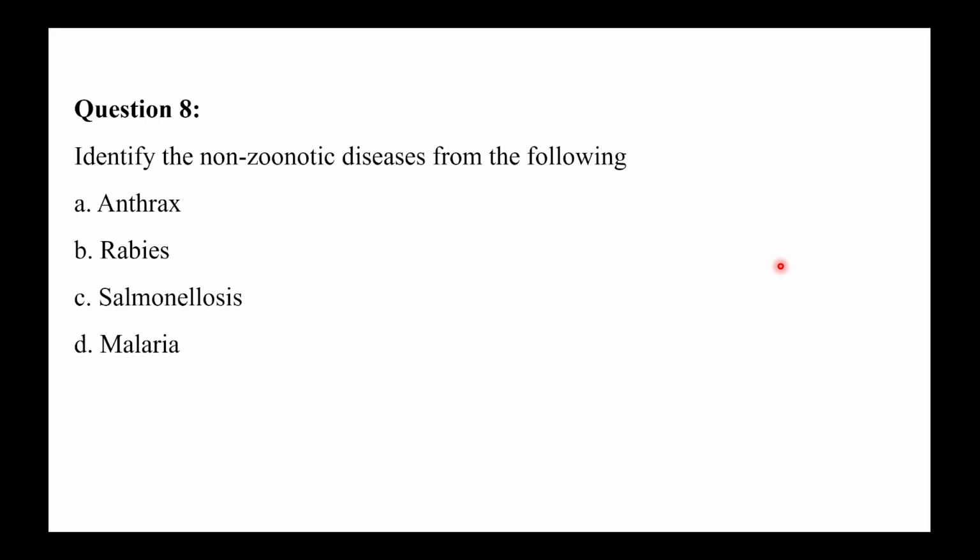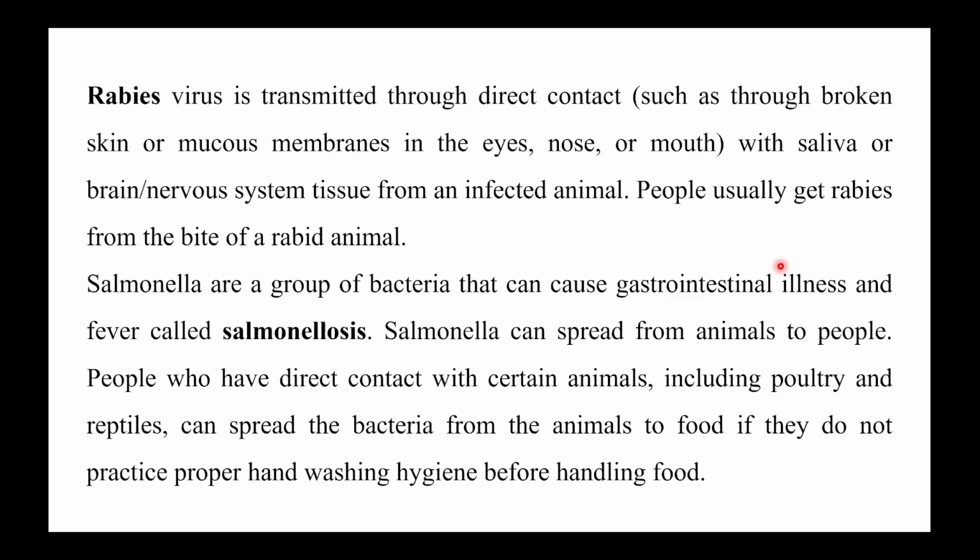Anthrax is caused by the bacterium Bacillus anthracis, and generally these bacteria are present in soil, and they infect animals. From animals, people who handle cattle, if they are not maintaining proper hygiene, can get infected, as these bacteria can enter the human body from the animals. Same goes for rabies and salmonellosis.